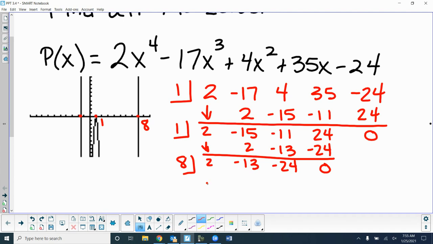It goes straight through. It only works once then, right? 8 times 2 is 16. I get a 3. 8 times 3 is 24. I get 0.